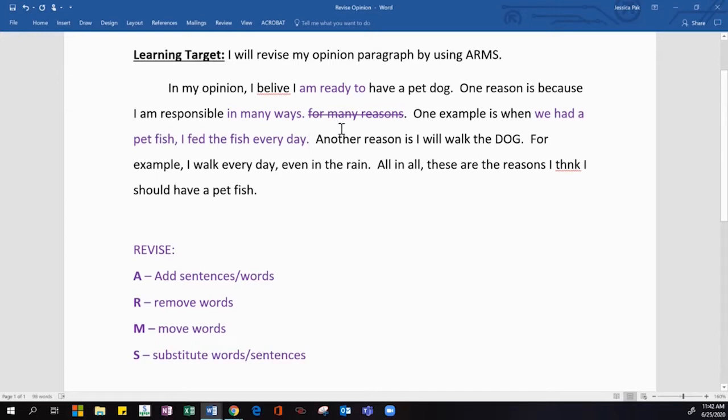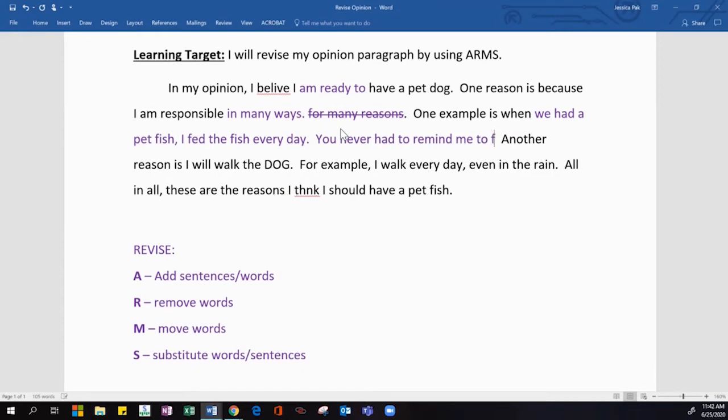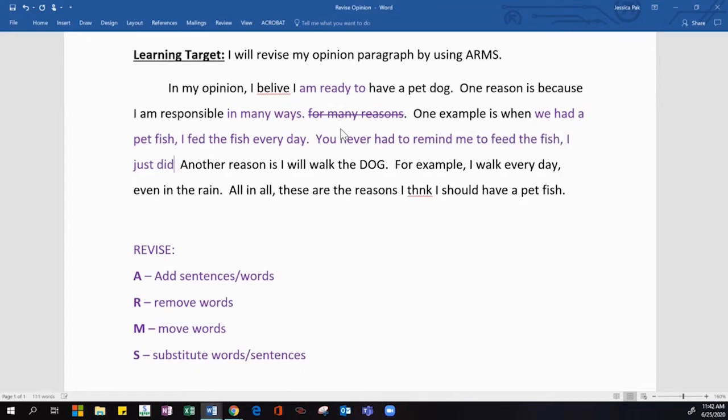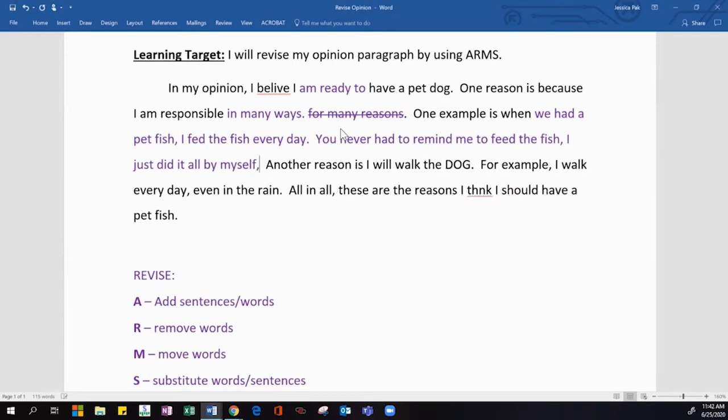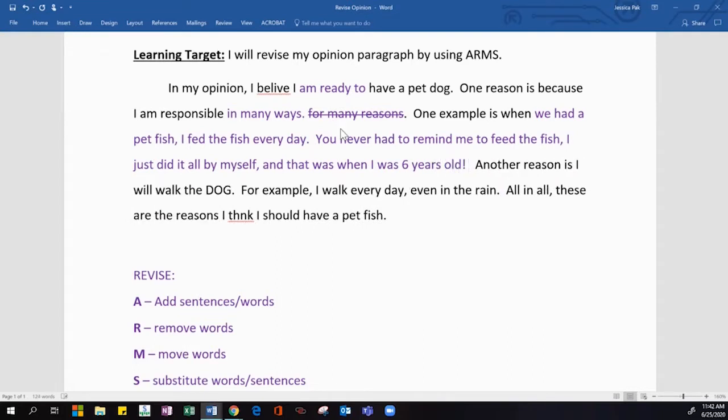I'm going to add on to this because I feel like my parents are going to say, so what? Who cares? That doesn't show that you're responsible. Because I know I'm talking to my mom and dad, you never had to remind me to feed the fish. I just did it all by myself. And that was when I was 6 years old. And then now I could say, now I'm blank years old. I'm not going to tell you my age right now, but now I'm this old and I am even more responsible.